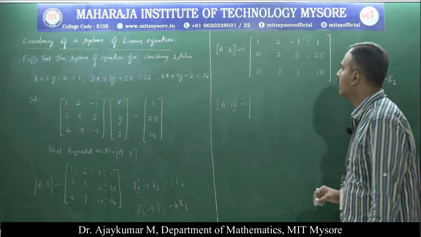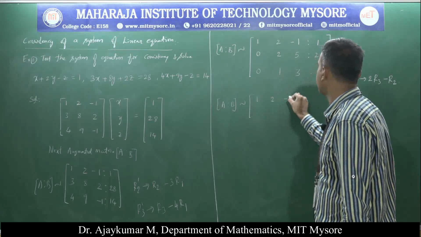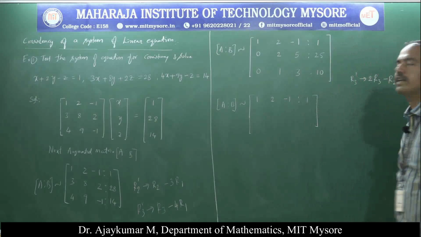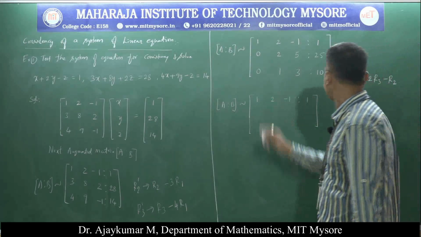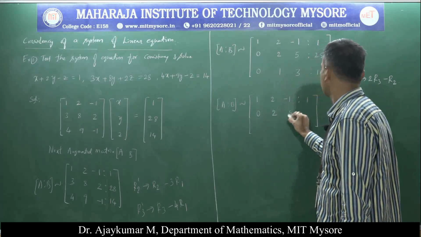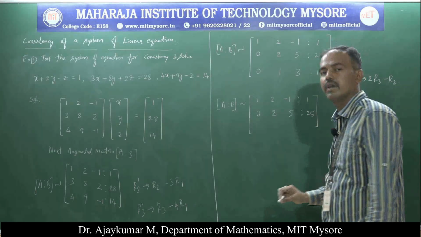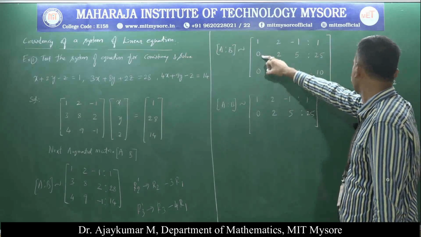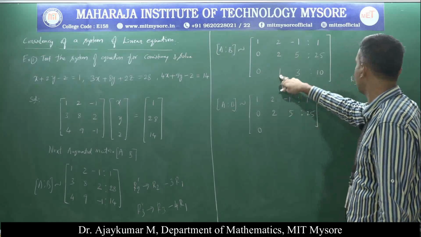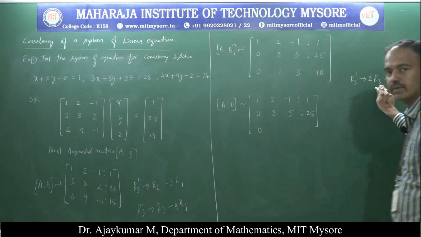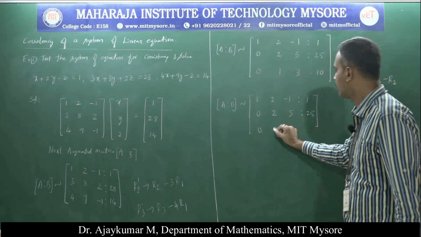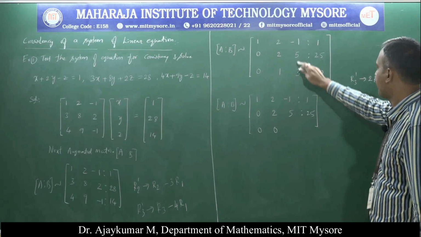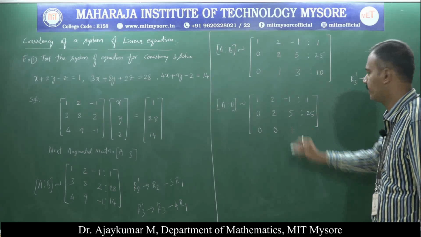Now the augmented matrix. First row, no changes, the same elements. Next, the second row also has no changes, the same elements. Now apply the row transformation: 2 into R3 is 0 here, and here also 0. Here 2 into 1 minus row 2, particularly 0. 2 into R3 is 6, minus R2 here 1.